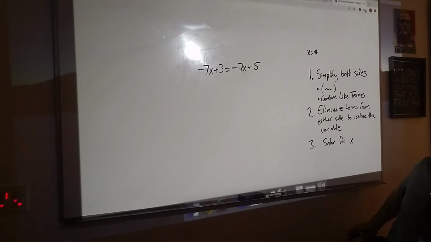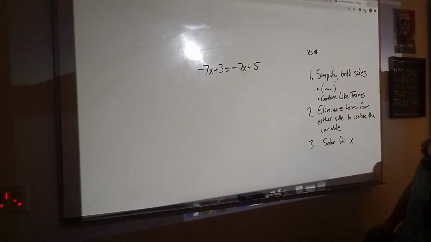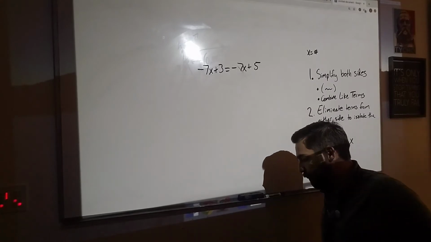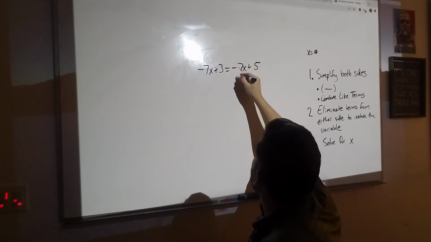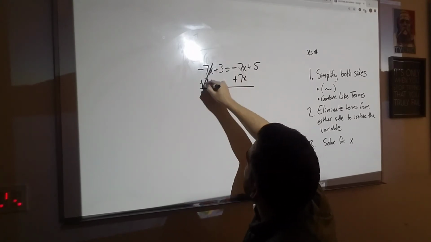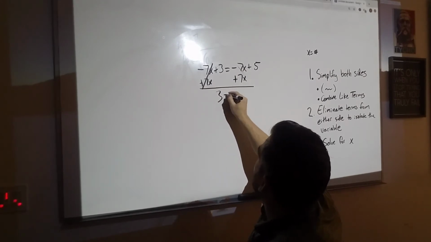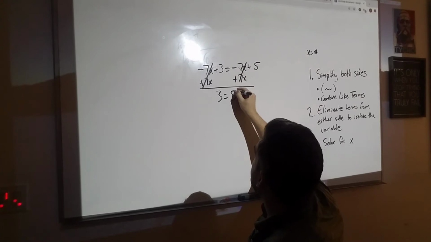So the first thing I want to do, parentheses, no. Combine like terms, no. That's already done. So eliminate terms from either side. I like having my x's over on the right side, so I'm going to eliminate the x's from the left side. So I'm going to eliminate from the right by adding 7x to both sides. Well, 7x and negative 7x cancel, I just get 3. Negative 7x and 7x cancel, and I get 5.